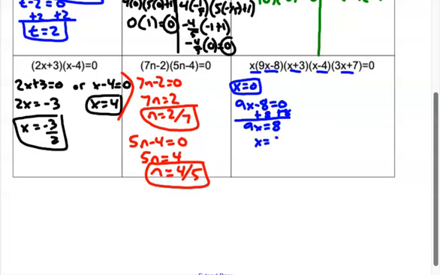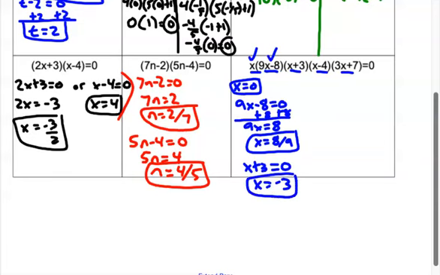So x equals 8 over 9 when you divide both sides by 9. So that one's done. We need x plus 3 equals 0. Subtract 3 from both sides. X is -3. That one's done. X minus 4 has to equal 0. Add 4 to both sides. X must be 4. So that one's done.